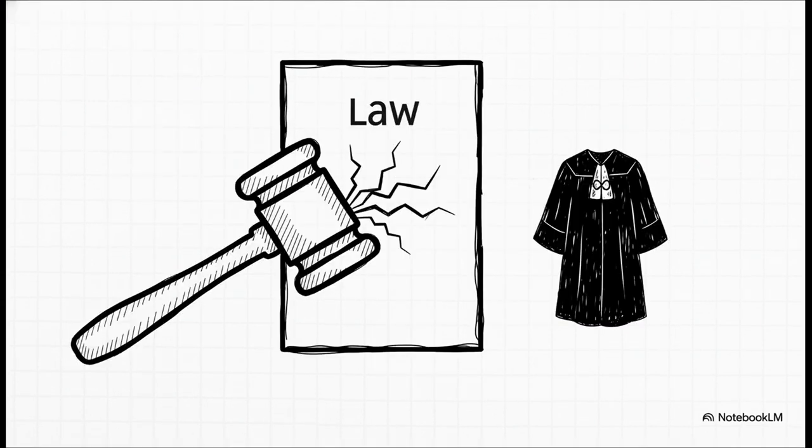And finally, you've got the branch that acts as the ultimate referee of the entire legal system. The judicial branch, headed by the Supreme Court, interprets the laws, but its most important power is something called judicial review. That's the ability to declare a law unconstitutional. And to protect them from political pressure, justices are appointed for life.